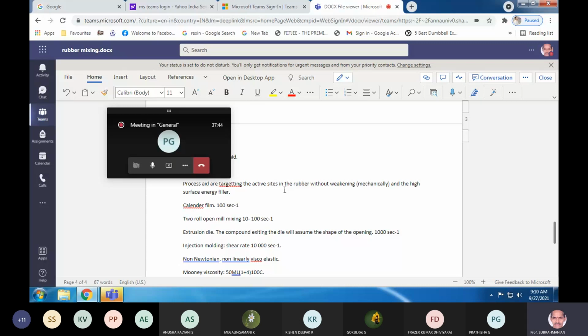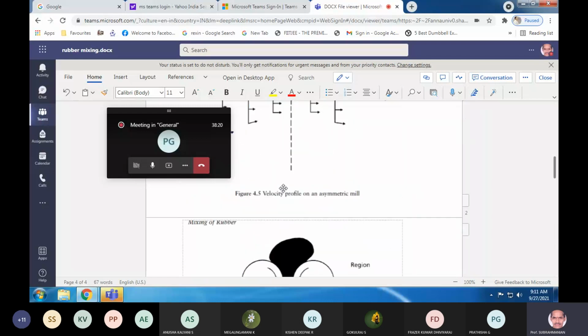As in the case of SBR 1712, which is an oil extended SBR. And oil extended EPDM grades are quite popular these days. The rubber will have a very high molecular weight, but it will not process well. So what do you do? During the course of polymerization, you add the paraffinic oil and make it oil extended, similar to SBR 1712.